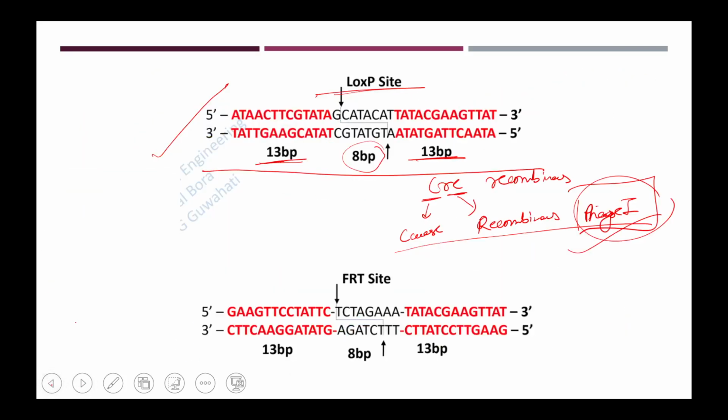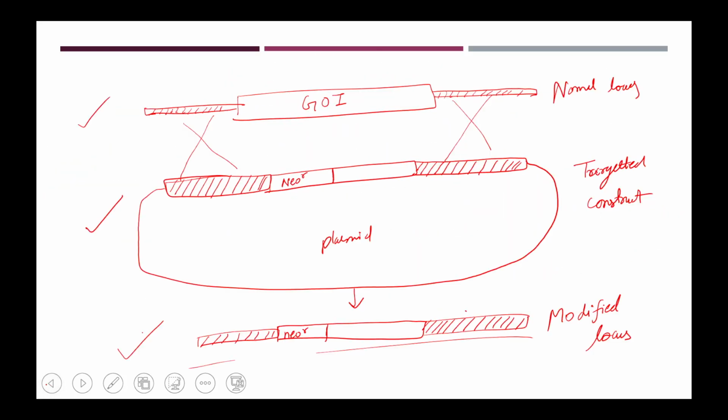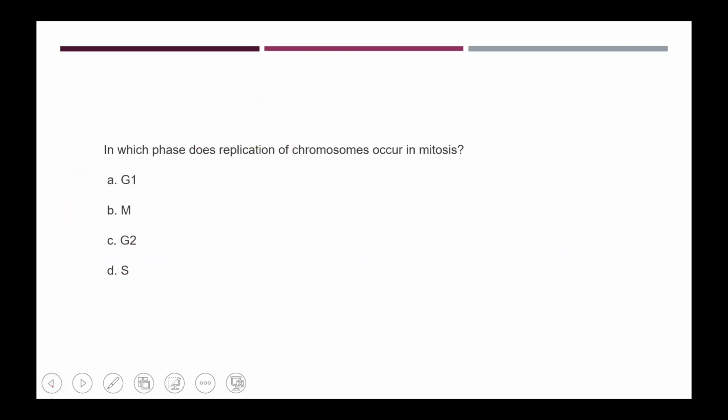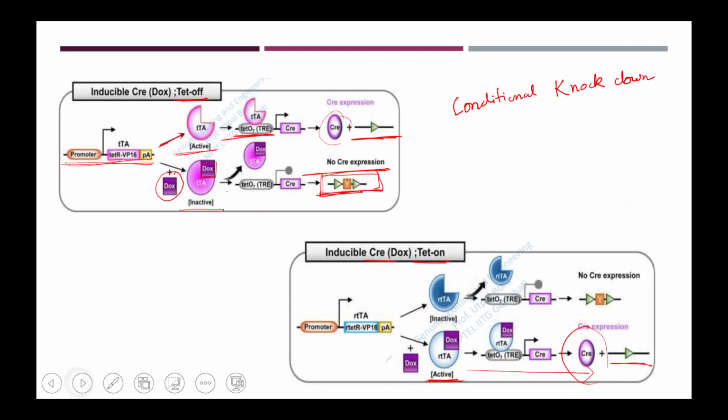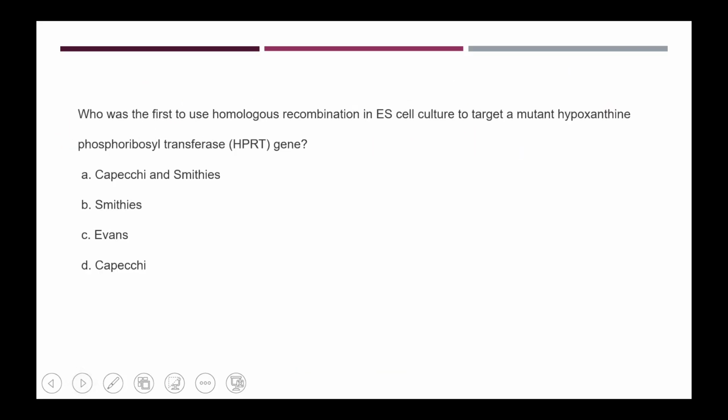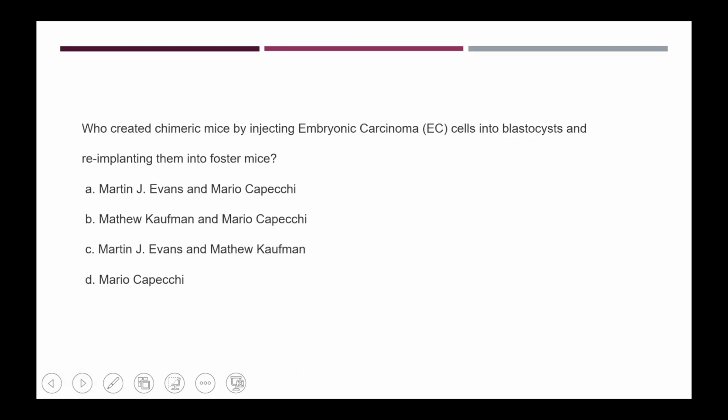Okay, so let's start with the questions. This was very simple. In which phase does the replication of the chromosome in mitosis occur? The answer will be S phase. S phase is the duplication phase. Now I want you all to interact in the question answer. Okay, so this is the first question.